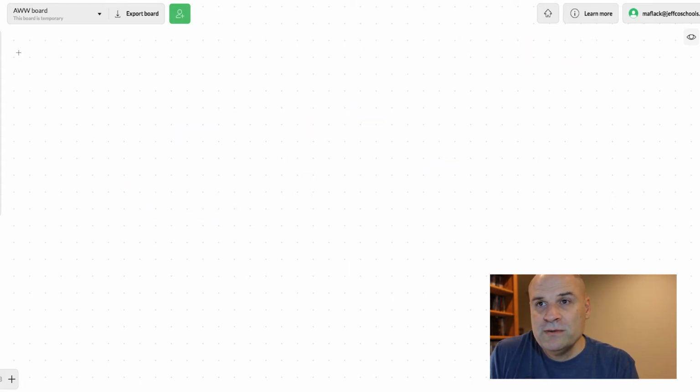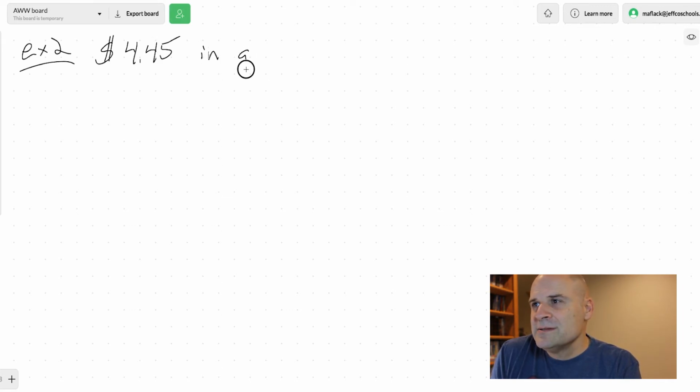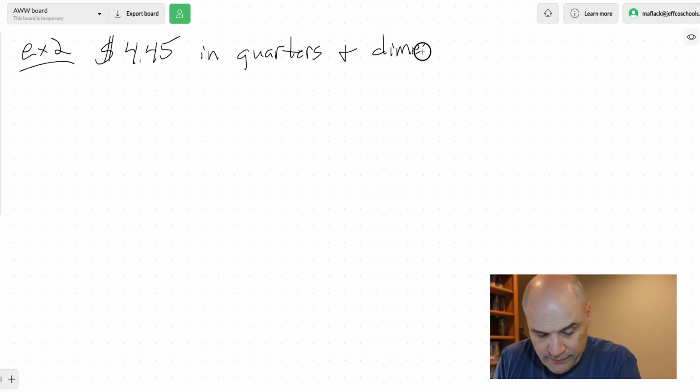Okay, example 2, here we go, moving right along. Let's say we've got $4.45 in quarters and dimes. Okay, we've got quarters this time. We're moving up in the world. $4.45 in quarters and dimes.